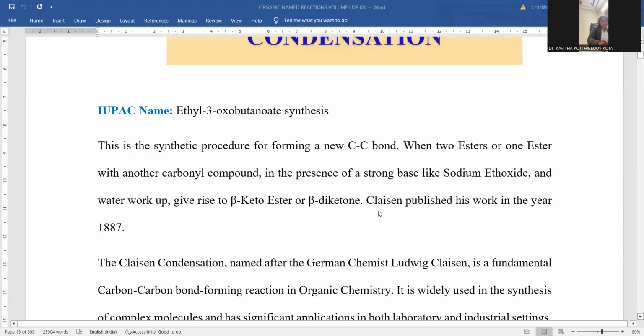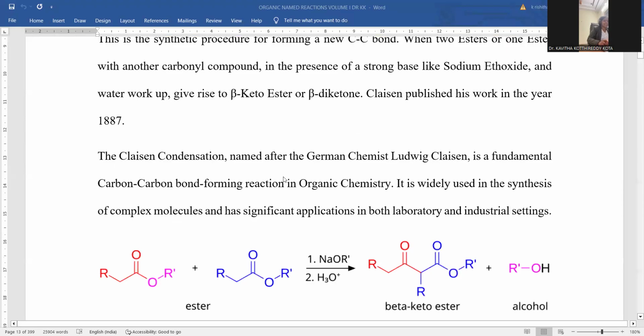Claisen is the scientist who established the reaction in the year 1887. Claisen condensation is named after the German chemist Ludwig Claisen. It is a fundamental carbon-carbon bond formation reaction in organic chemistry. It is widely used in the synthesis of complex molecules in the laboratory, and also extended to industrial applications.